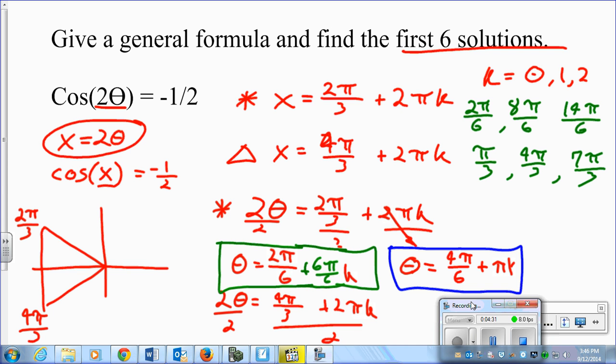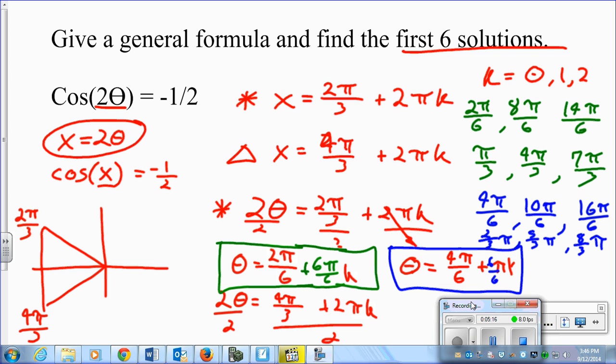When k is equal to 0, I get 4 pi over 6. And then again, I'm going to add 6 over 6, so I get 10 pi over 6 when k is 1. And when k is 2, I'm going to get 16 pi over 6. I want to reduce, so I get 2 thirds pi, and 5 thirds pi, and 8 thirds pi.